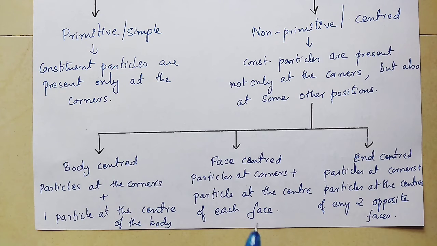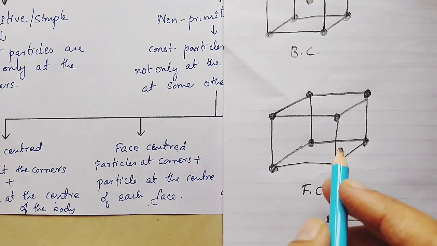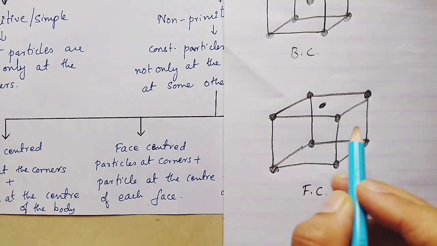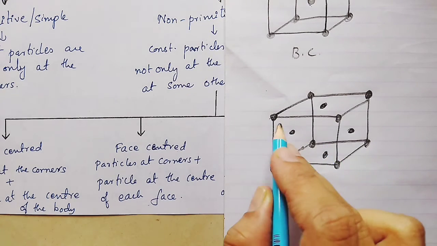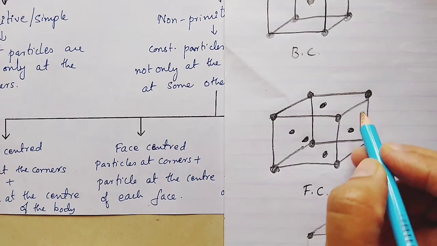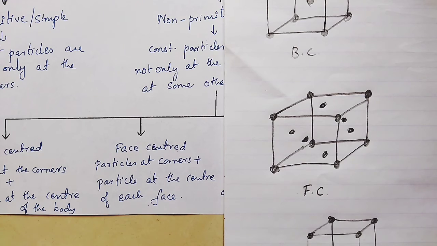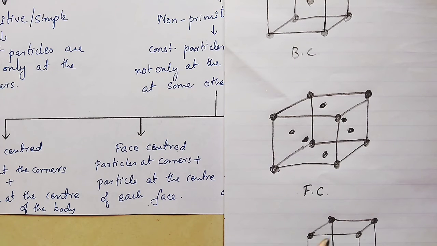Now we will see what is meant by face-centered unit cell. Here also we can find particles at the corners of the unit cell like this. In addition to that, we can find a particle at the center of each face, which can be shown like this. 1, 2, 3, 4. Then there are 2 more faces like this. 5 and 6. So there are totally 6 faces for a cube. At the center of each face you can find one particle like this. This is called a face-centered unit cell.